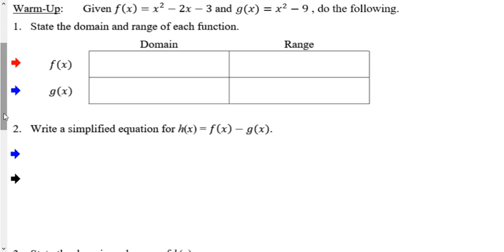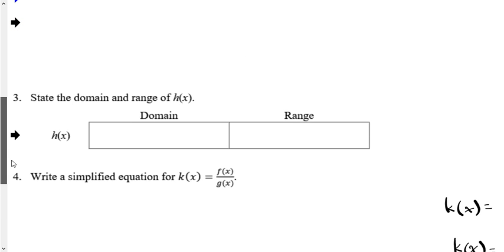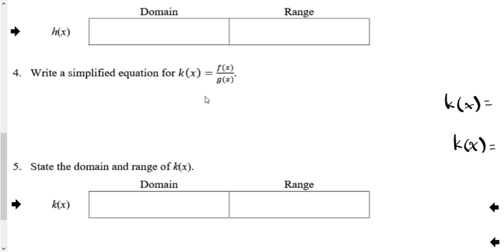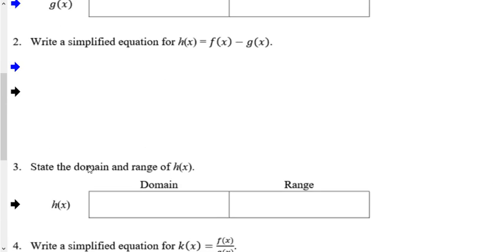Then we're going to subtract the two functions, and find the simplified equation. And we'll also look at the new domain and range for h of x, where h of x is the subtraction of the two functions. So that'll be the first set of questions. The next set of questions, you're going to look at dividing the two functions. And again, you'll look for a simplified equation, and then you'll state the domain and range. So pause the video at this point and work through these 5 questions, please.